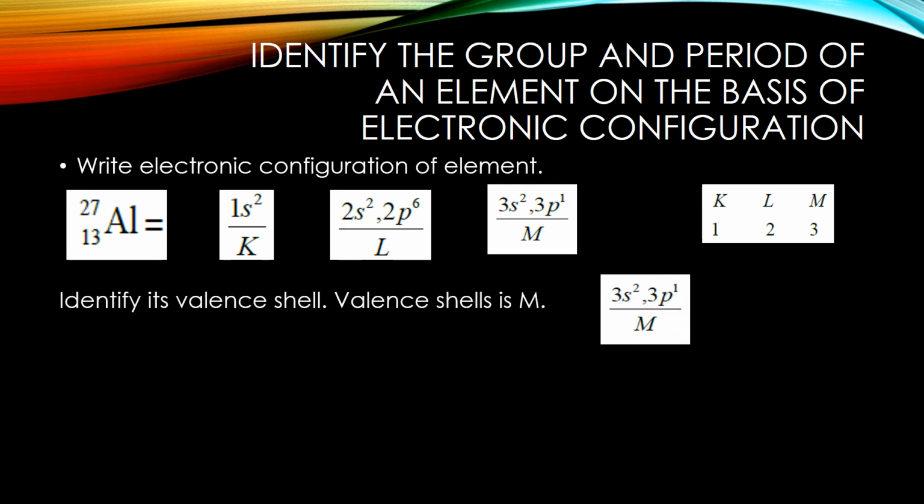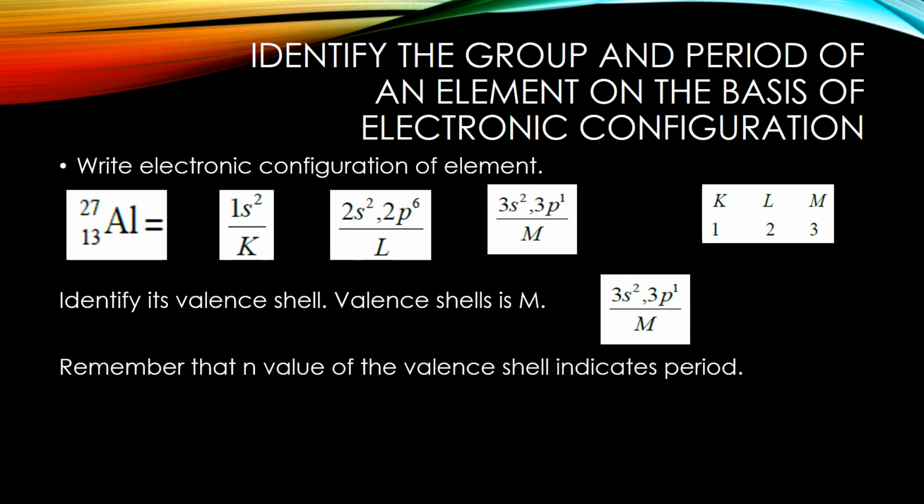Now which one will be the valence shell? As you can see, the valence shell is the M shell, and the M shell contains here 2 orbitals, 3s and 3p, and the n value for the M shell, you know, is 3. So the period number of aluminium is 3, as the n value is 3.